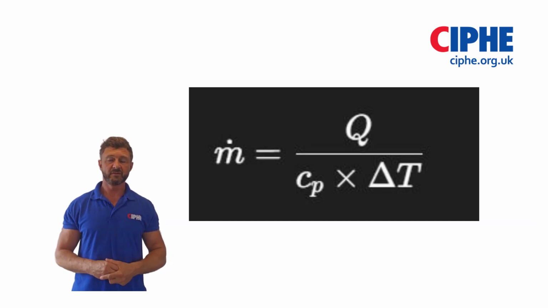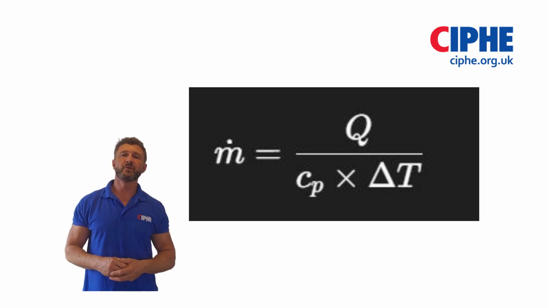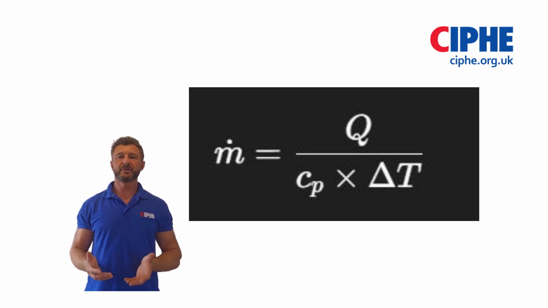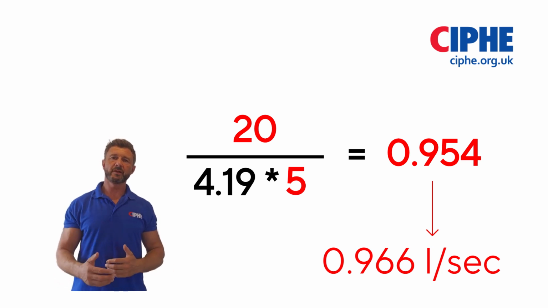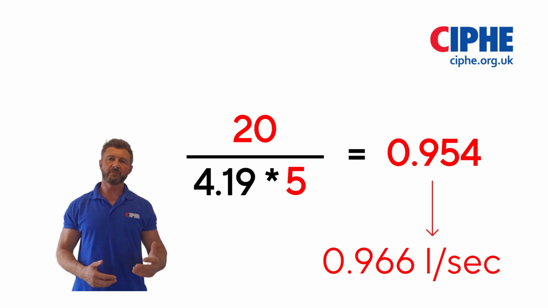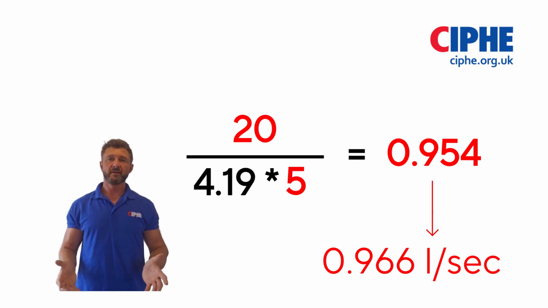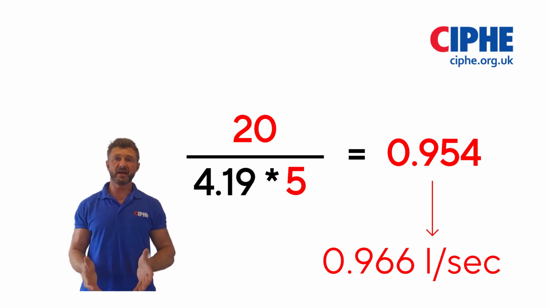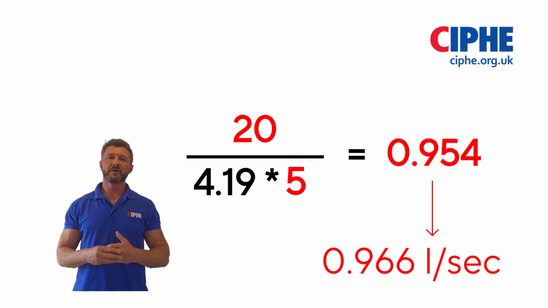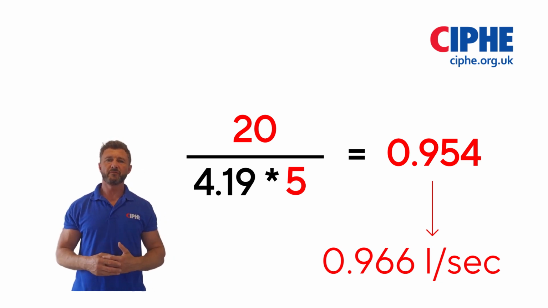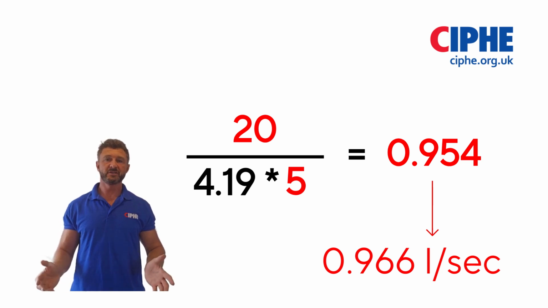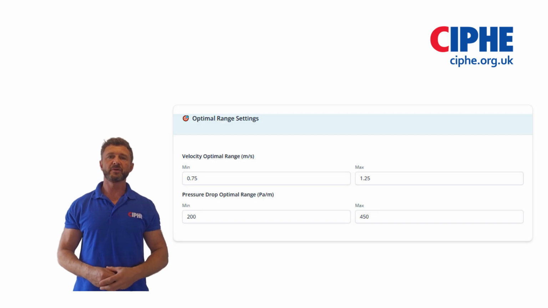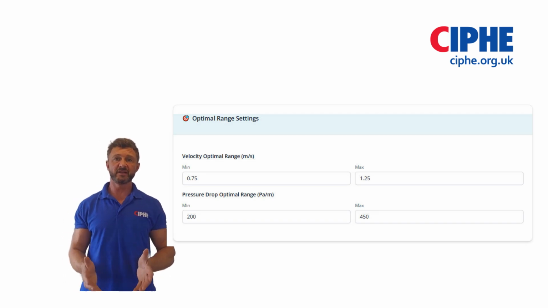When you enter a heating load, the app automatically applies the mass flow equation, Q divided by Cp times delta T. For example, a 20 kilowatt load with a 5-degree temperature drop gives a mass flow of 0.954 kilograms per second. The app then converts this to volumetric flow rate using the water's density at your selected temperature. For a 50 degrees water temperature, the volumetric flow rate is then calculated to 0.966 liters per second.